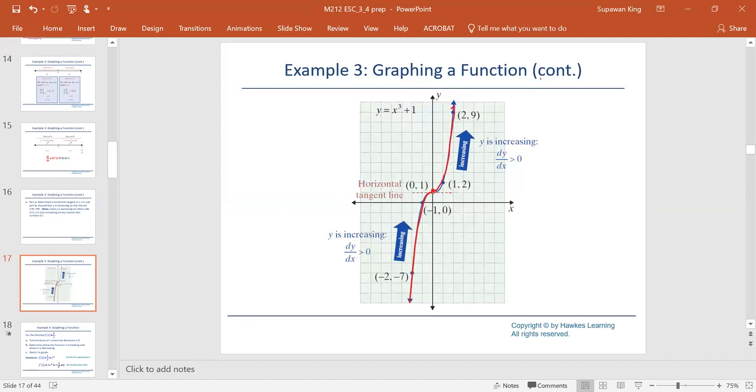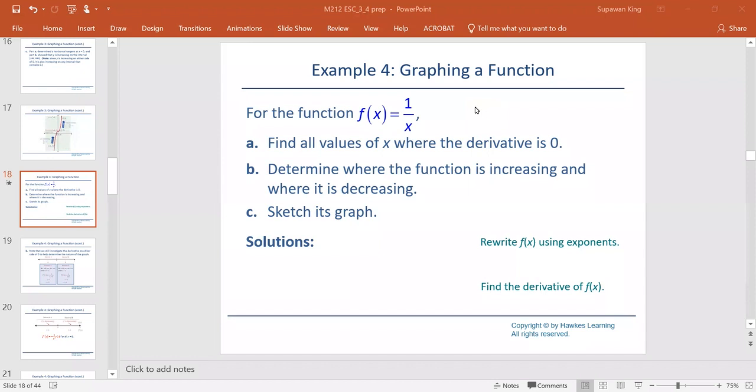In this example, f of x is 1 over x. Part A, we find values of x where the derivative is 0. Part B, determine where the function is increasing and where it is decreasing. Part C, we sketch the graph. This function is the reciprocal function, or 1 over x. The restriction for this function is that x cannot be 0. Therefore, 0 is not in the domain, or the function is not defined at x equals 0.